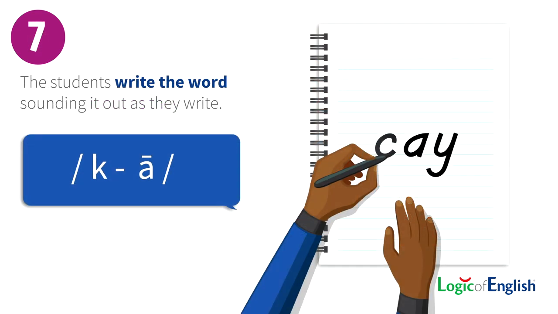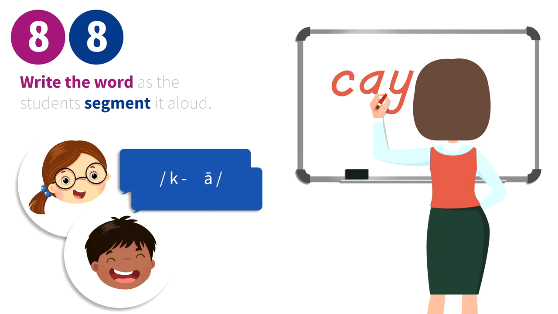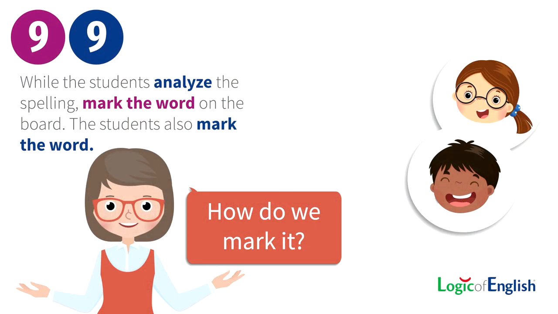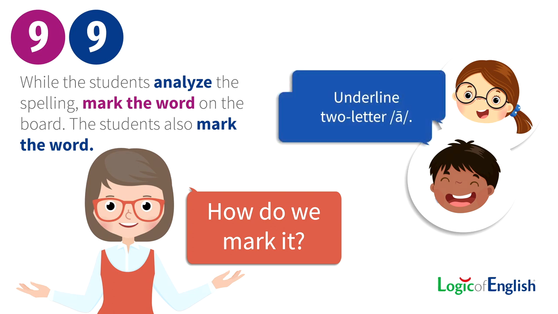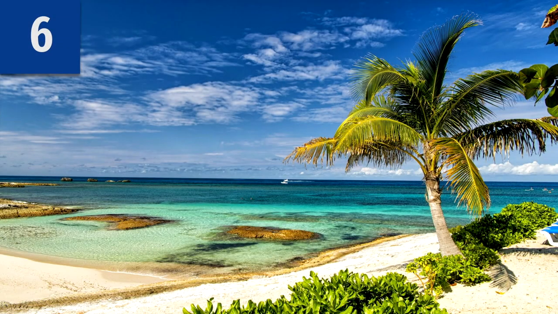Then the students will write the word, sounding it out as they write it. A. And then you will write the word. Go ahead and hold up your notebook and write it as I sound it out. A. And then you will ask. And I'll say, underline two letter A. And then you'll point as the student sounded out. A, cay. Is that helpful? So a cay, what is a cay? It's a small or low-lying island or bank composed of sand, especially in the Caribbean.